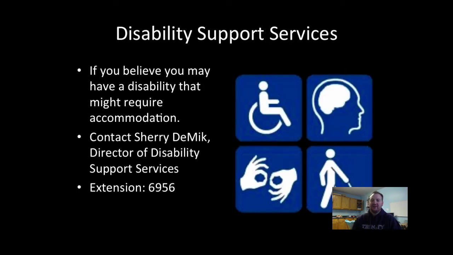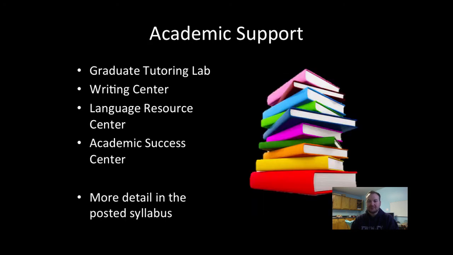If you feel that you have a disability that might require accommodation, you may want to contact Sherry DeMick, the Director of Disability Support Services. Her extension on campus is 6956, so if you're outside of campus, it's 219-464-6956. In the event that you need support for a disability, that would be handled through her office, and she will contact me and let your other instructors know as well what type of accommodations we need to make.